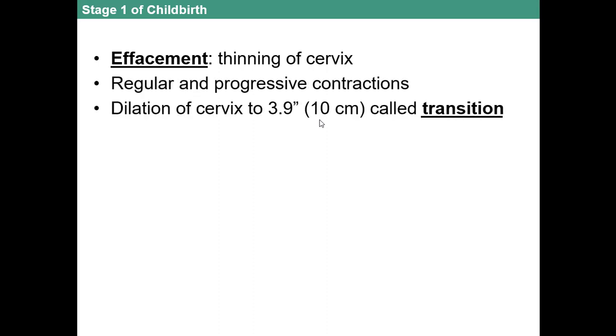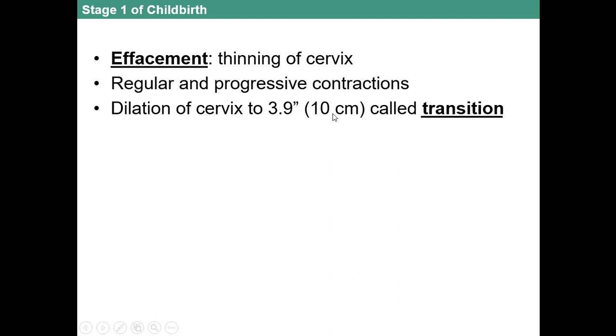During these progressive and regular contractions, the cervix is going to thin. That's called effacement. And then that cervix is going to begin to open up. That is transition. And as it opens up, it's going to open up to about 10 centimeters.